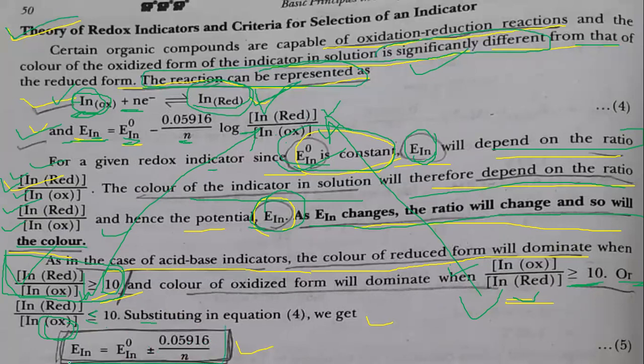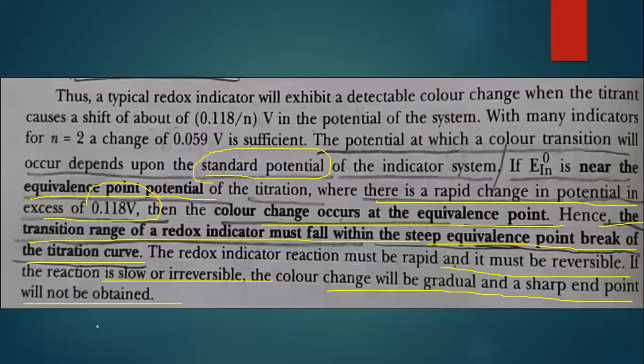This is the equation now. Okay. So as we know this value, we can find out what the potential is over here. Now see, a typical redox indicator will exhibit a detectable color, right?